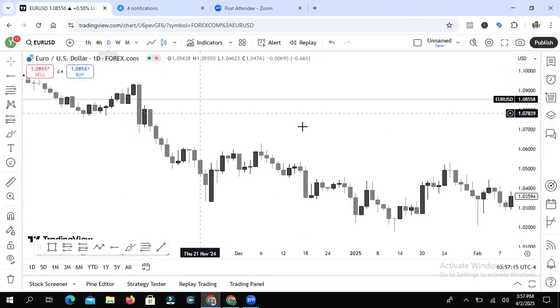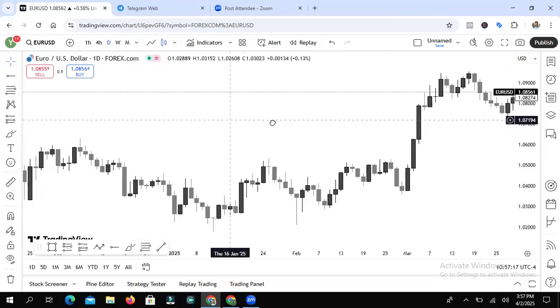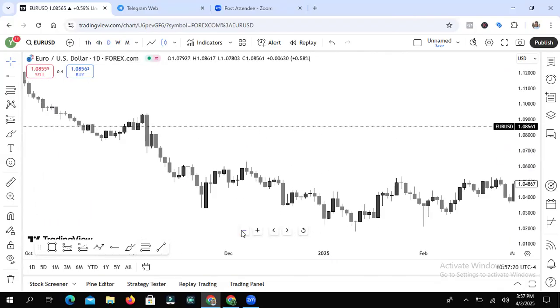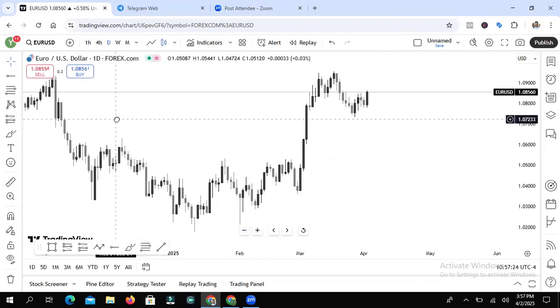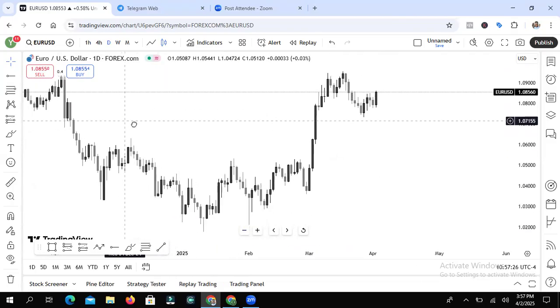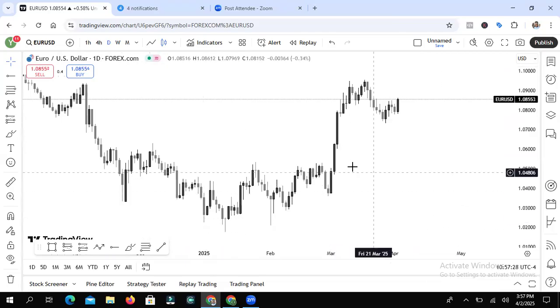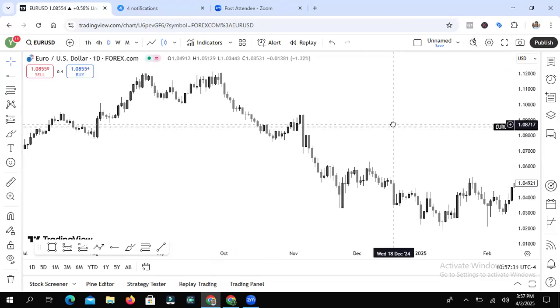Now, let's see the daily time frame. This is also the daily time frame, just to show you that this thing works everywhere. Okay, this was the one we test. I want to show you.